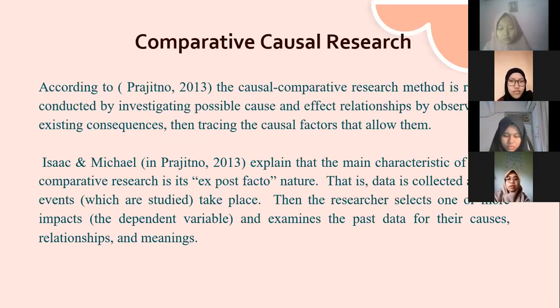The next is causal comparative research. According to Project No 2013, the causal comparative research method is research conducted by investigating possible cause and effect relationship by observing the existing consequences, then tracing the causal factors that allow them. Isaac and Michael in Project No 2013 explained that the main characteristic of causal comparative research is its ex post facto nature. That is, data is collected after all events which are studied take place. Then the researcher selects one or more impacts and examines the past data for their causes, relationships, and meanings.